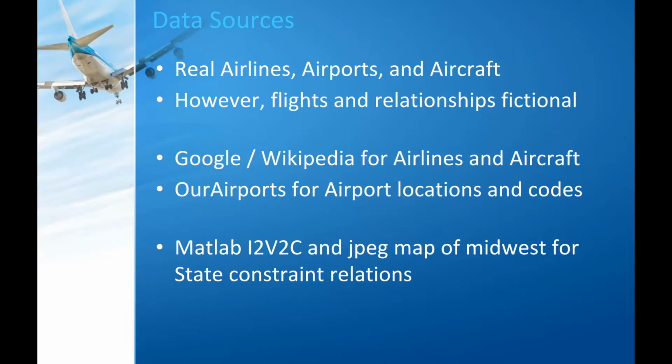For our data sources, we wanted to use real airlines, airports, and aircraft. However, the flights and the relationships between them are fictional. We used Google and Wikipedia for data on the airlines and the aircraft, and a website called Our Airports for the airport locations and their codes. In order to make the relational diagram, we used MATLAB, I2V2C, and a JPEG map of the Midwest for the state constraint relations.